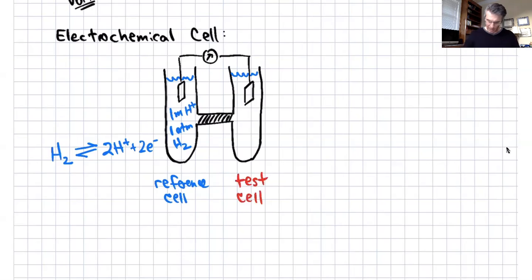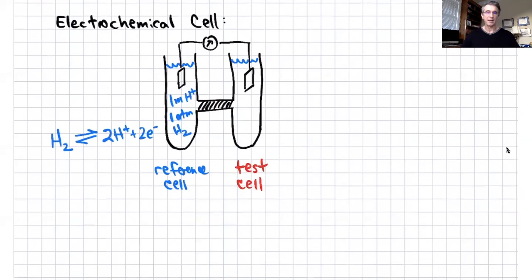And what you put in the test cell determines, or rather its tendency determines, whether electrons flow this way or this way, which is of course what you want to know. The tendency of electrons, based upon whatever chemical reaction is going on in the test cell, will determine whether the electric field potential runs towards the reference cell or towards the test cell.